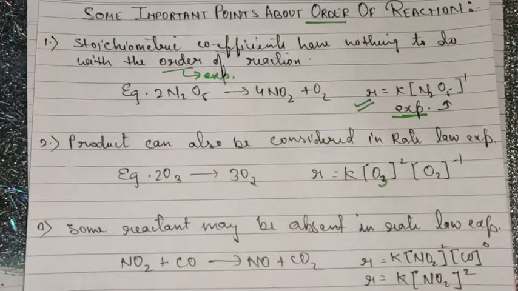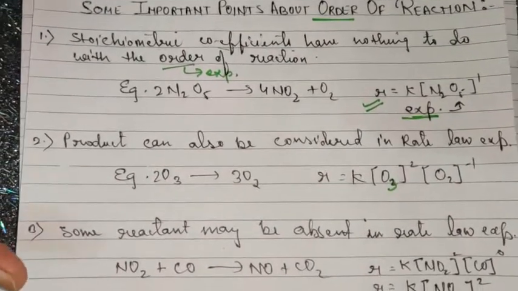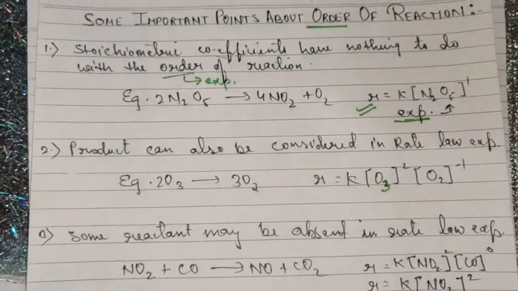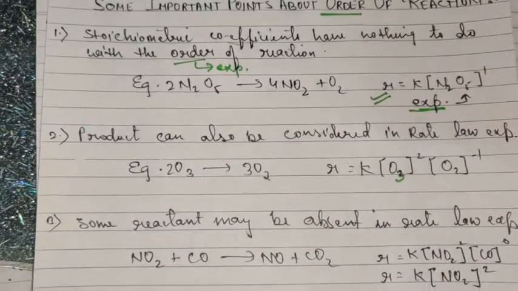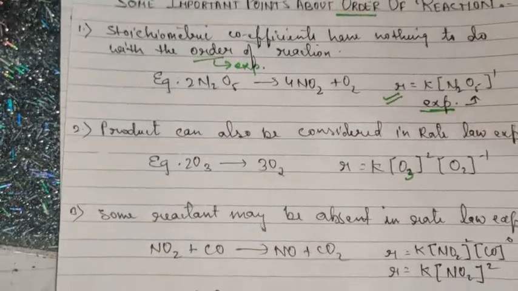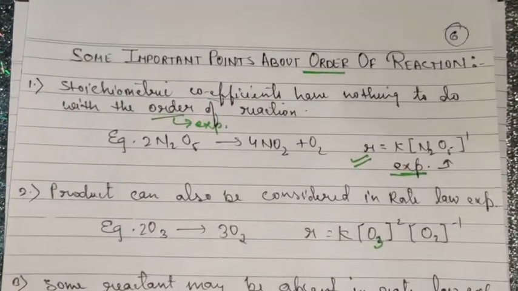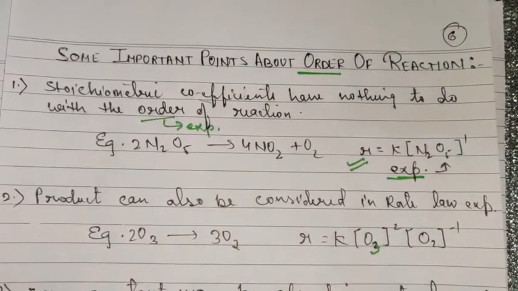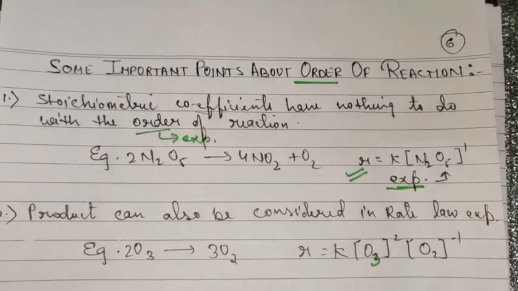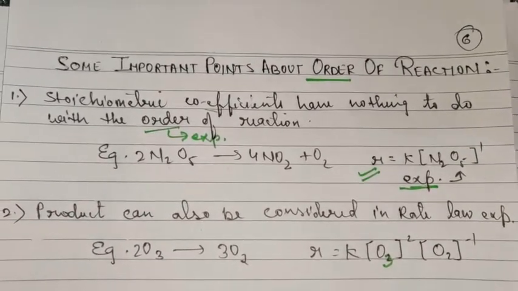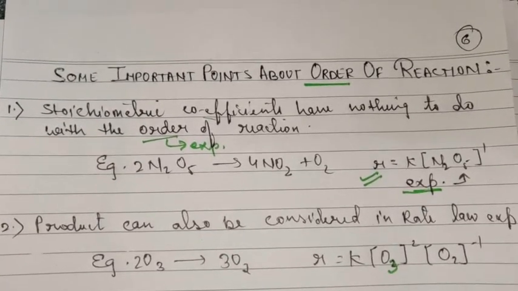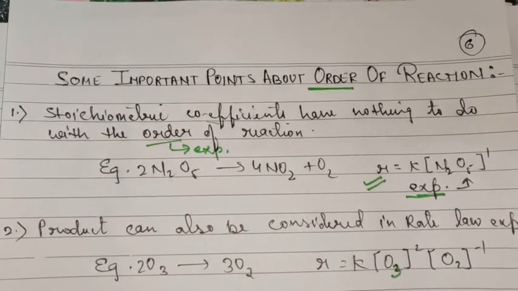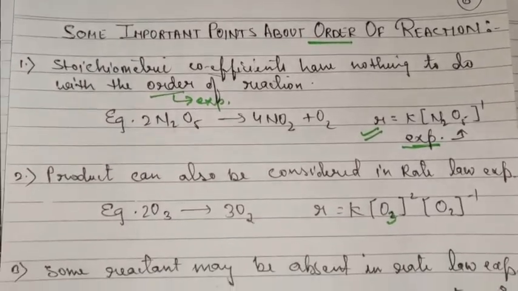Most of the points I've already taken up with you. So here is just a summary. If you can note it down somewhere, it will be easy for you to recall the concepts that you have already learned. And one more very important thing is that the order of the reaction can only be calculated or depicted experimentally. Theoretically, predicting the order of the reaction is impossible.